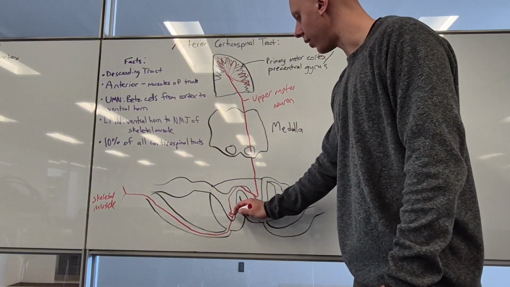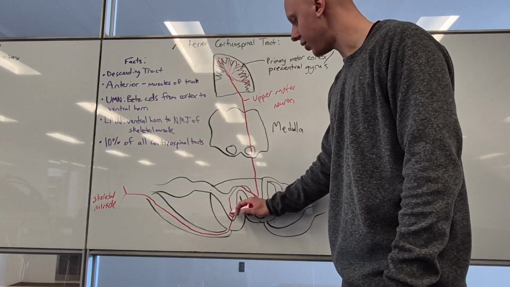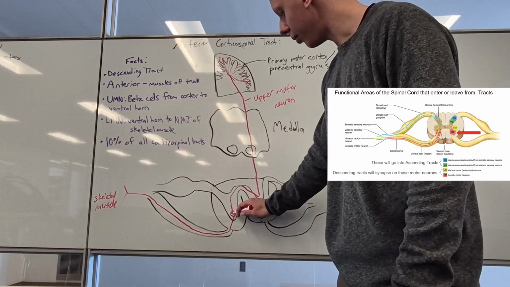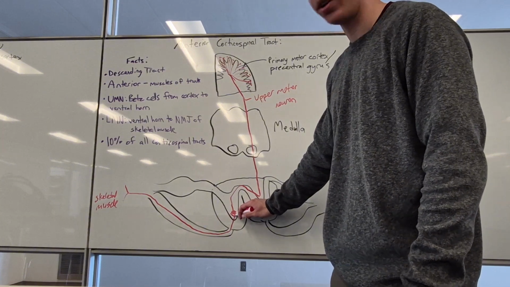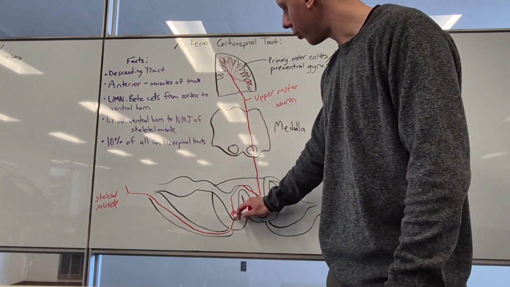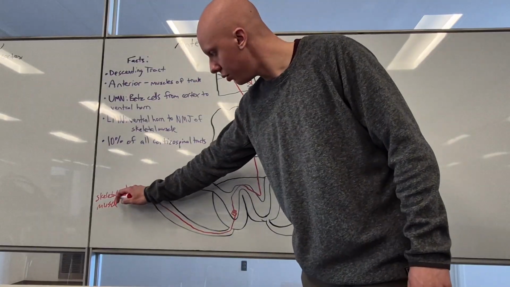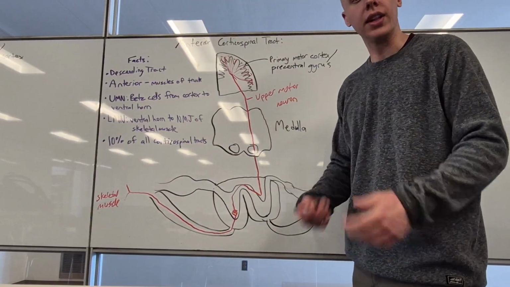And then remember, we have our somatic motor neuron cell bodies in the ventral horn of the spinal cord. So our cell bodies are hanging out here. We're going to synapse with the lower somatic motor neuron, and we're going to go out through the ventral root to skeletal muscle, to NMJs, and it's going to cause voluntary movement.